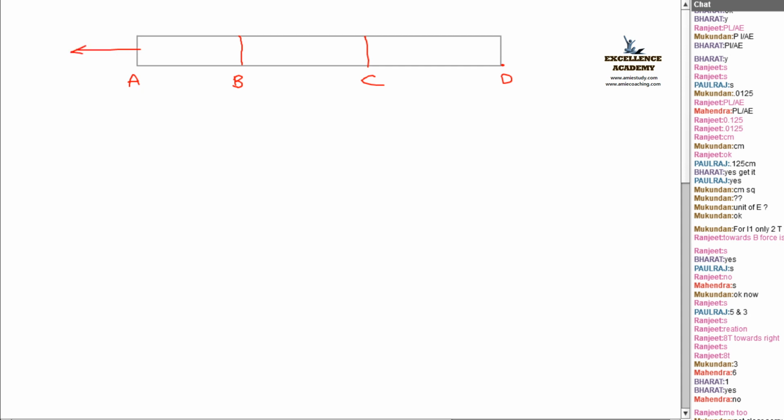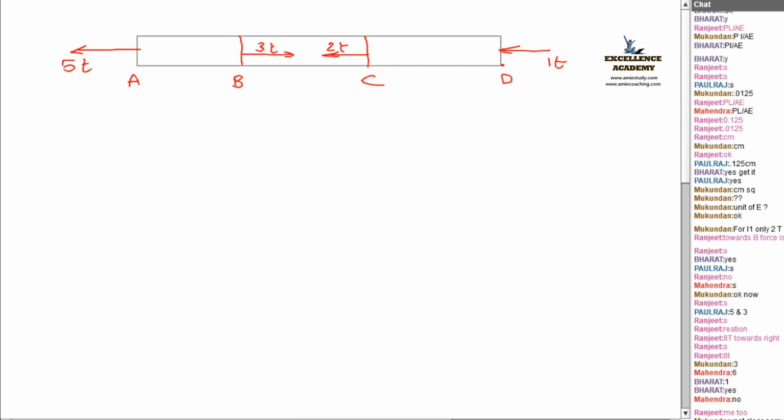Here, the 5 ton is acting, and here, towards the inward direction, 1 ton is acting. And here, 3 ton is acting, and here 2 ton is acting. Okay, I want to simplify it by means of a free body diagram.